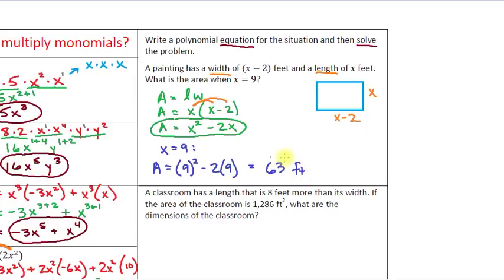63 feet, and remember, area is always squared units because area has 2 dimensions, so the unit has an exponent of 2 or squared. So the area when x equals 9 of this painting is 63 feet squared.